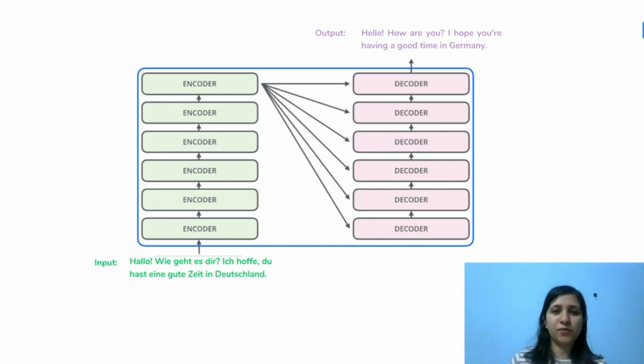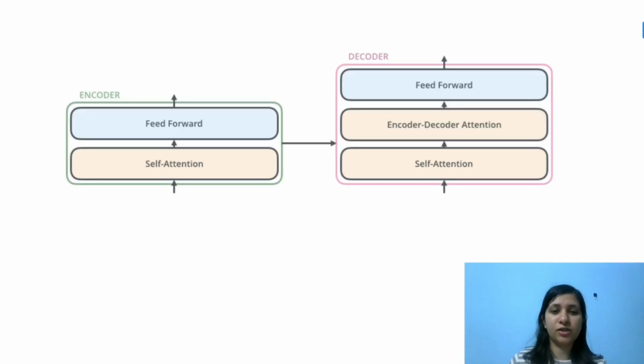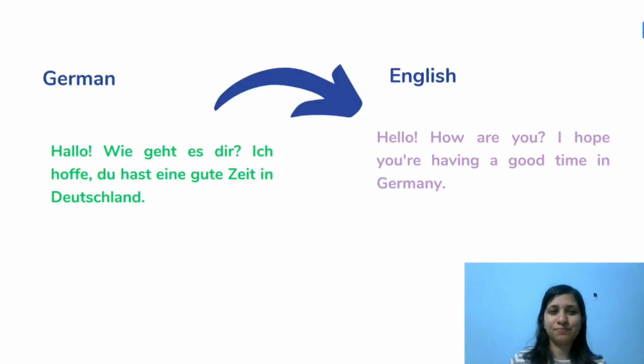The output from the first encoder is passed through the second encoder. The encoder further consists of self-attention and a feed-forward neural network, while the decoder has one additional element, that is encoder-decoder attention. So now let's dive into self-attention.